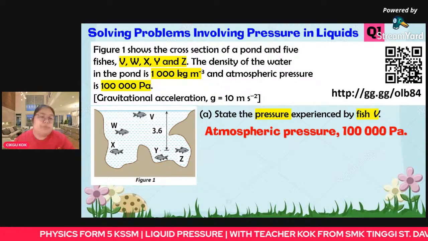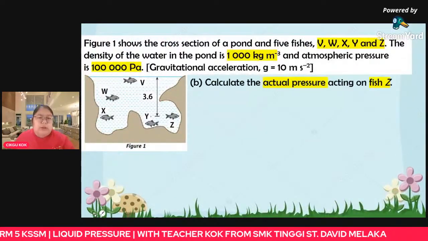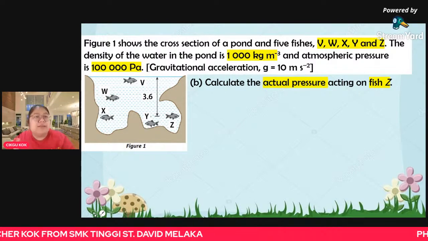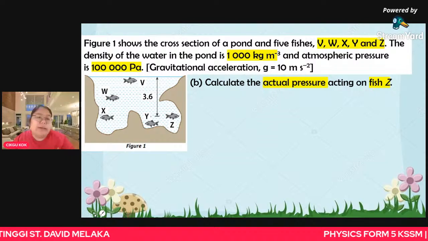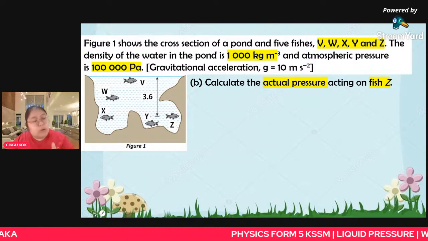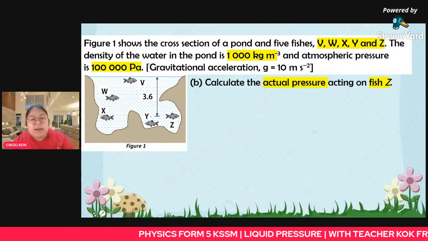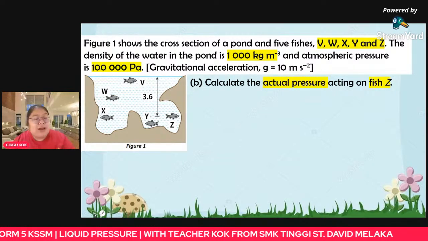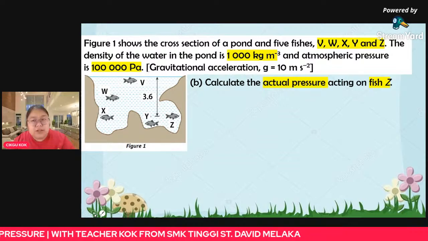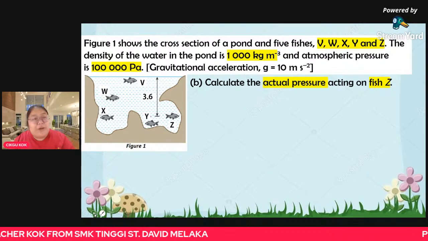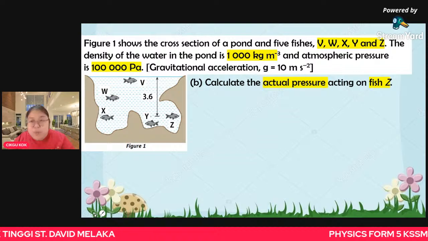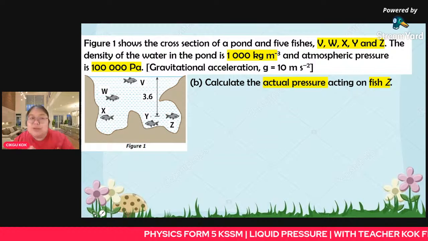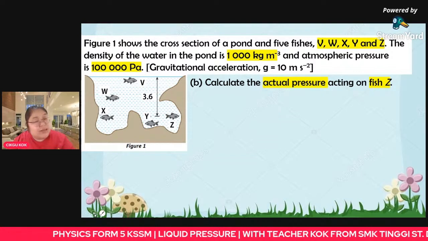Okay, number 2, they want to calculate the actual pressure acting on fish Z. From here, you need to find out the water pressure acting on Z. Later, you need to add the atmospheric pressure. So we need to add both pressures, then that becomes the actual pressure. So from here, students, you need to do the calculation for me.